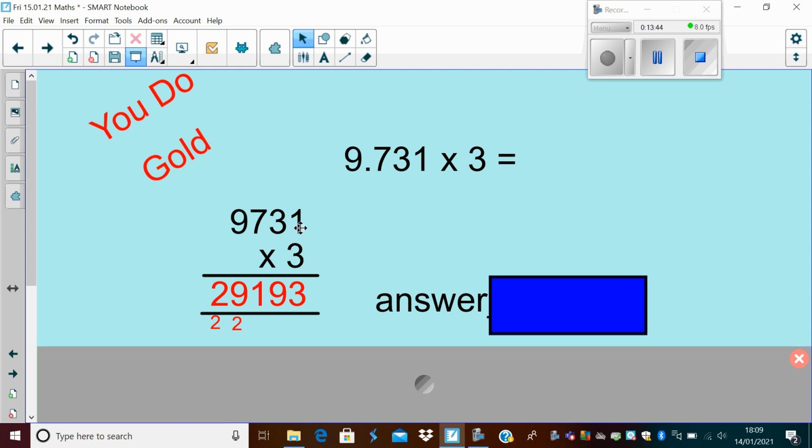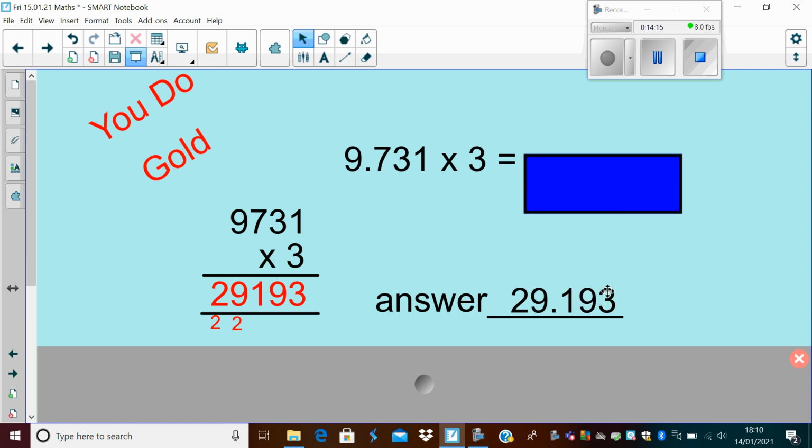I've calculated that 3 times 1 is 3. 3 times 3 is 9. 3 times 7 is 21. 3 times 9 is 27. Add the 2, gives me 29. Now, 29,193, and I estimated the number should be a bit more than 27. So I'm going to count my decimal places. 1, 2, 3. Find my answer, count back 1, 2, 3, and put the decimal point in, 29.193. And that's how you do your gold questions.